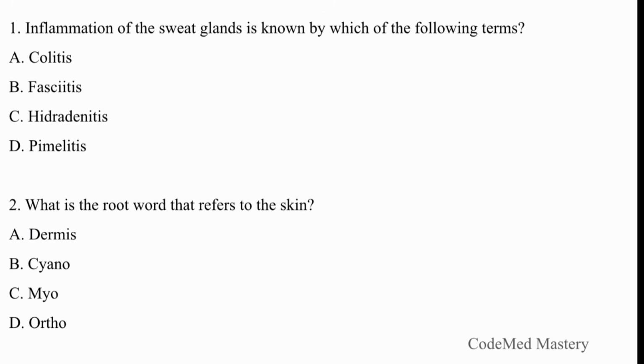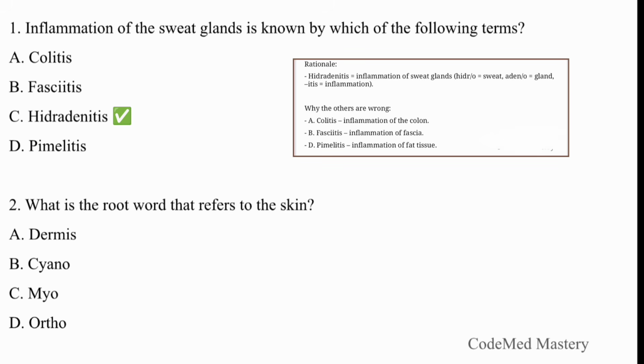The right answer is option C, hidradenitis. Inflammation of the sweat glands. Hidro means sweat, adeno means gland, and itis refers to inflammation. Now let us see why other options are wrong. Option A is wrong because colitis refers to inflammation of the colon. Fasciitis refers to inflammation of the fascia and pymelitis refers to inflammation of fat tissue.